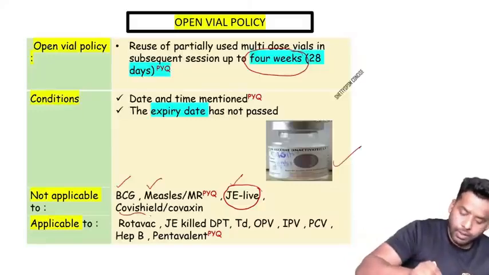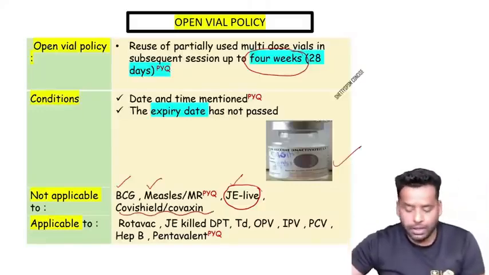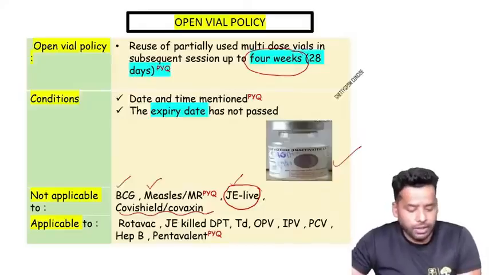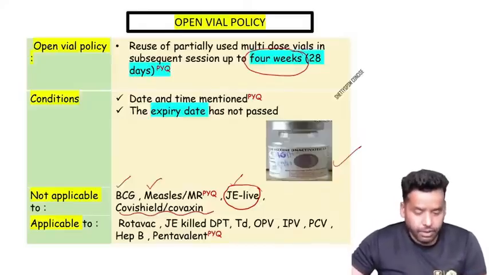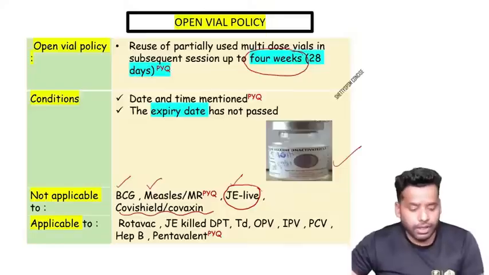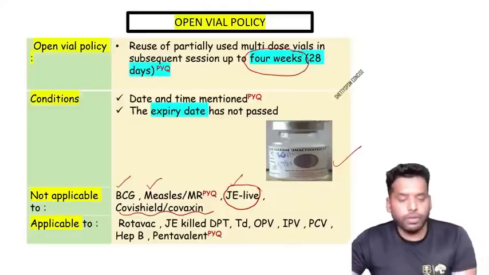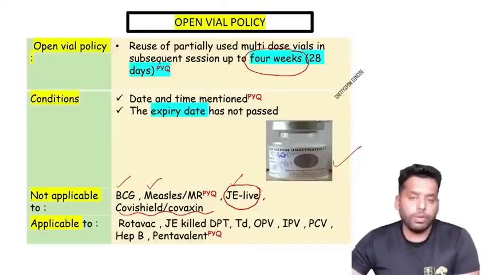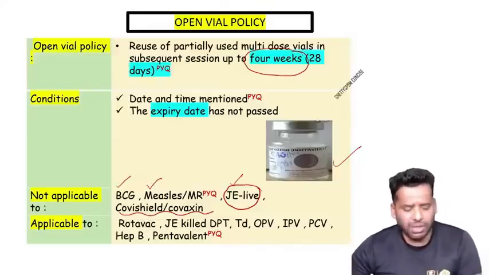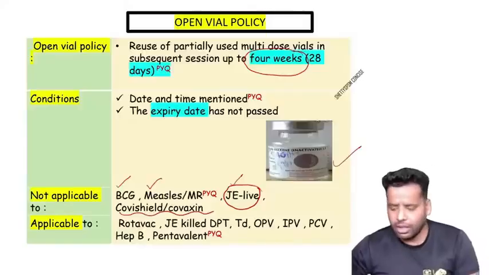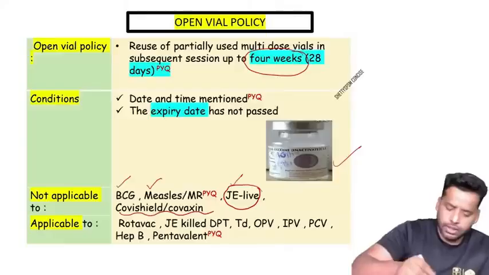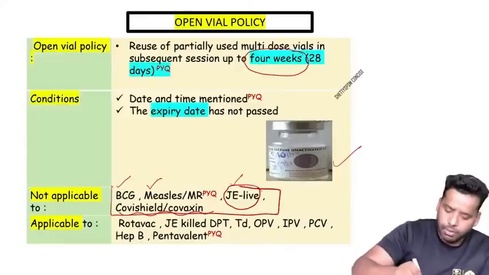Covishield, Covaxin: when we had the COVID pandemic, during that time when we manufactured, there was no VVM. Since we are not having VVM, the condition is very important. VVM should be intact. Since there was no VVM, this cannot be used in the next session. Even rabies, yellow fever, all these are diluted only. These vaccines, it is not applicable.